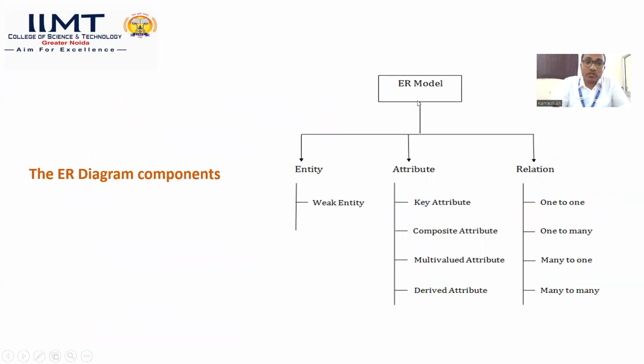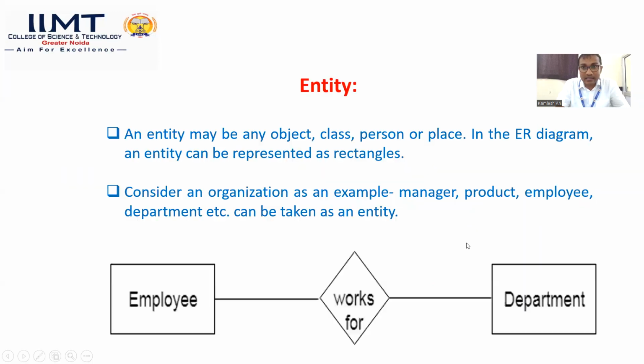What are the components of an entity relationship diagram? The first one is entity, and the other components are attribute and relations. Entity has a subtype, the weak entity. Attribute types are key attribute, composite attribute, multi-valued attribute, and derived attribute. Relations have four types: one-to-one relationship, one-to-many, many-to-one, and many-to-many relations. We will see them one by one in the next slides.